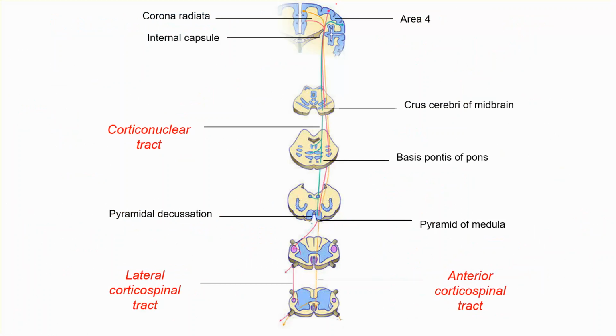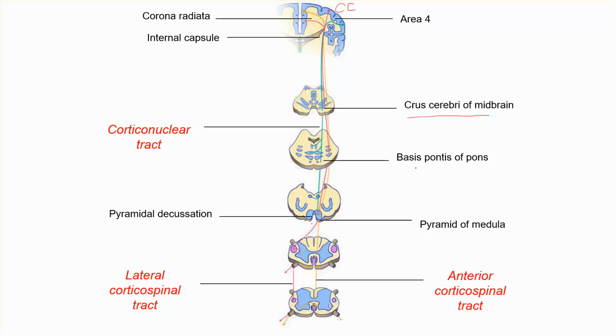So again we'll just trace it. This is the cerebral cortex at this level, the beginning of the pyramidal fibers. It passes through the corona radiata, then the internal capsule. The internal capsule is a very narrow space where these fibers have to pass between the basal ganglia and thalamus, so it's very common to have injuries or compression at this level. Then it goes down, and this is called the crus cerebri of the midbrain.